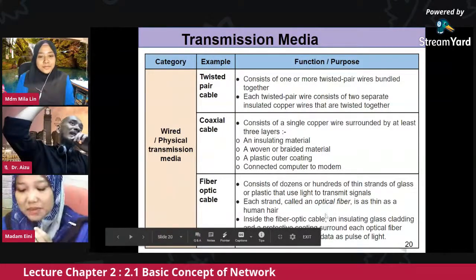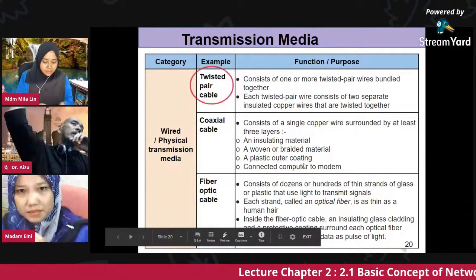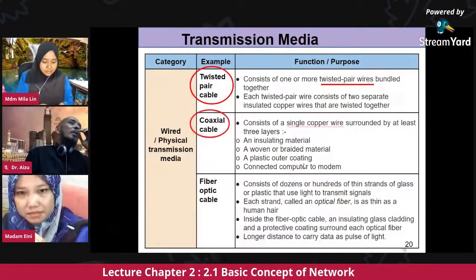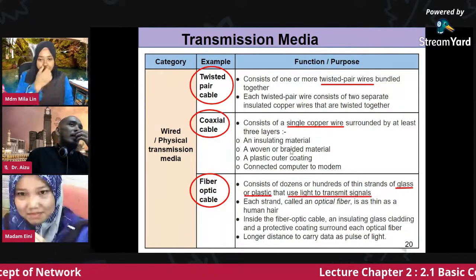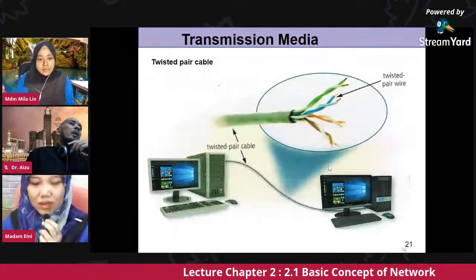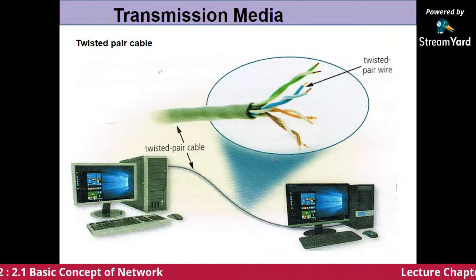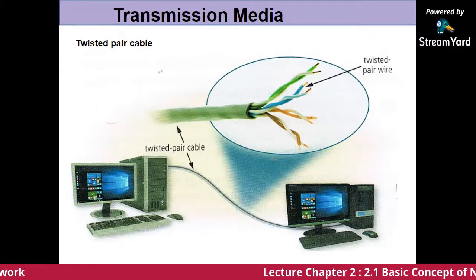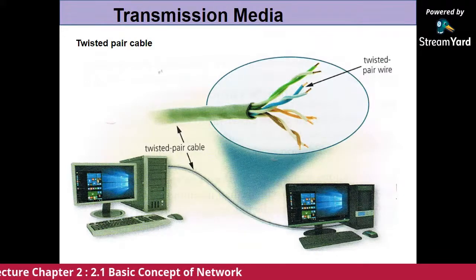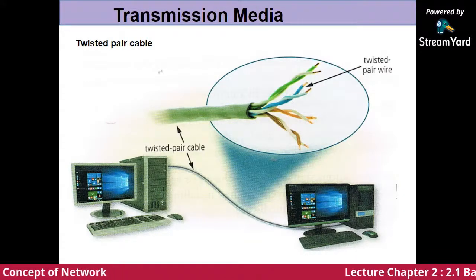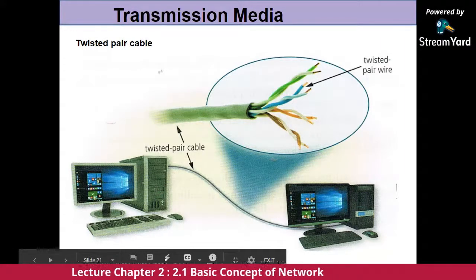For the first example, physical transmission media is twisted pair cable. Okay, look at the picture. Twisted pair cable consists of one or more twisted pair wires bundled together. Each twisted pair wire consists of two separate insulated copper wires that are twisted together. Twisted pair cable is always used in landline phone networks and LANs.